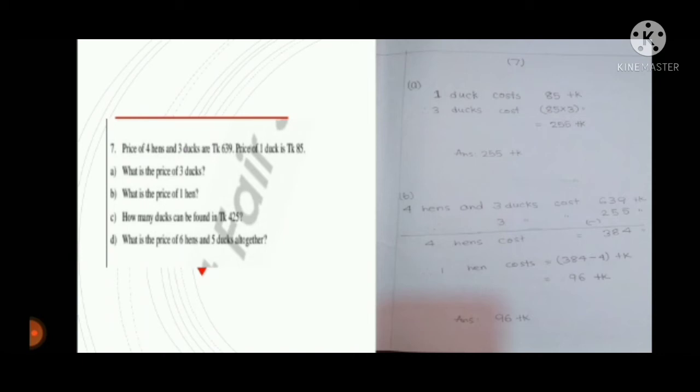Then number B, what is the price of a hen? The total price is given in the question. So we can write 4 hens and 3 ducks cost 639, which is given in the question. Then we have to subtract the 3 ducks cost. Then we will get the 4 hens cost, which is 384. Then we have to write 1 hen costs 384 divided by 4. That means we have to divide 384 by 4. Then we will get 1 hen's cost.